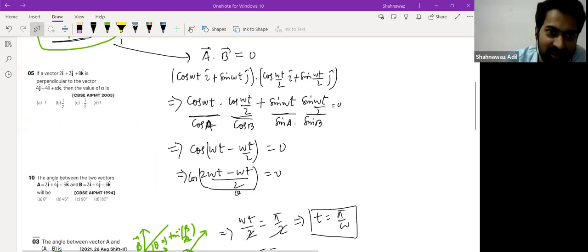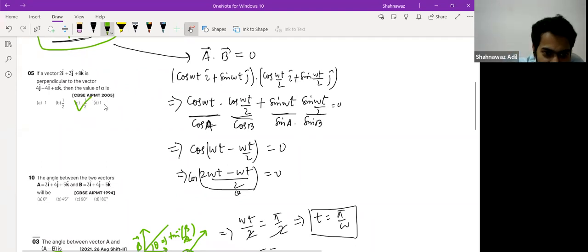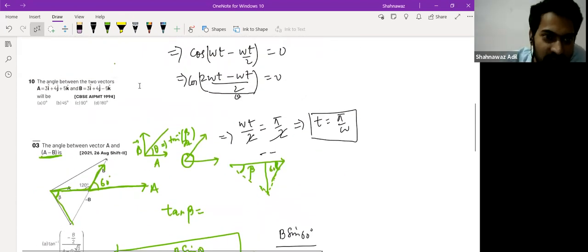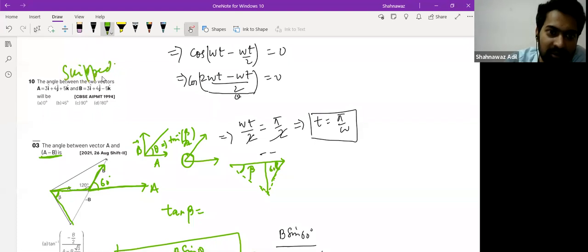So it is minus 1 by 2. Okay, so next question. The angle between the two vectors will be, this is the same as the previous one, so we'll skip that question. Okay, so is that okay with everyone? Yes, sir. Okay, so this is skipped. And the next question.